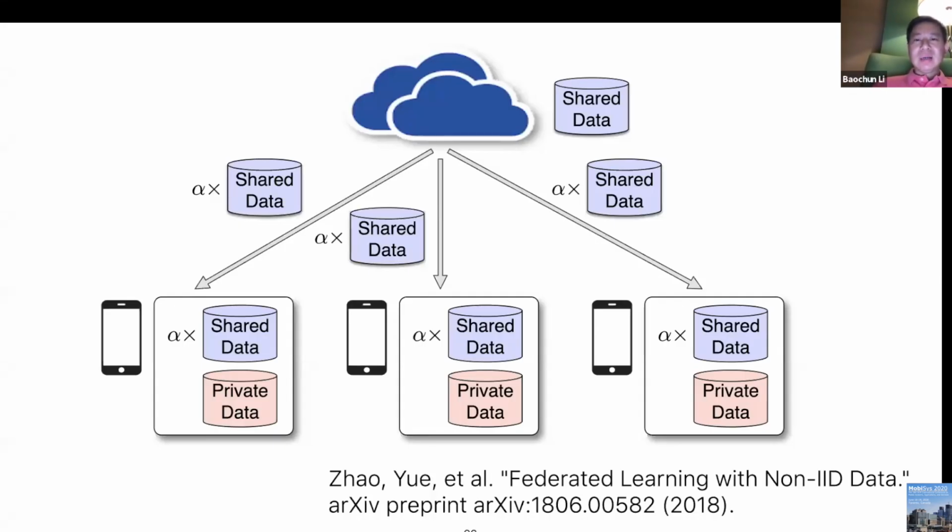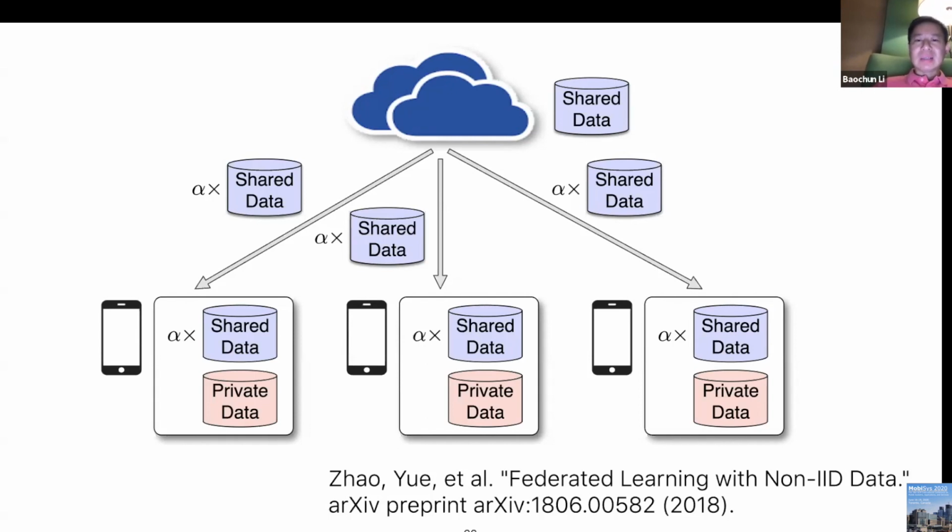So one example solution in the literature, in a paper published in 2018, is to have some shared data and make sure that shared data is IID. And then we download the shared data from the cloud, and do the training locally by using both the shared data, which is guaranteed to be IID, and the private data that is generated locally.